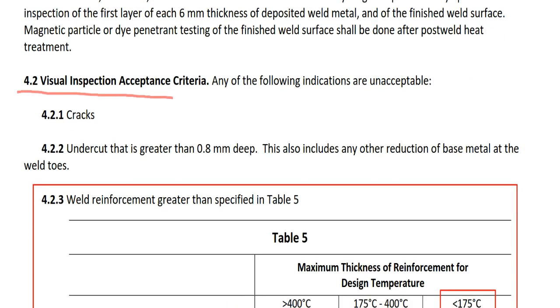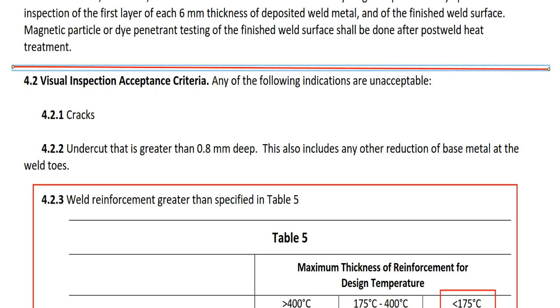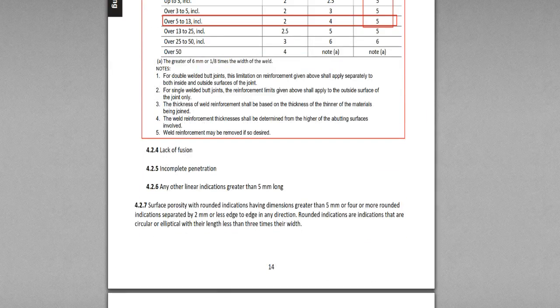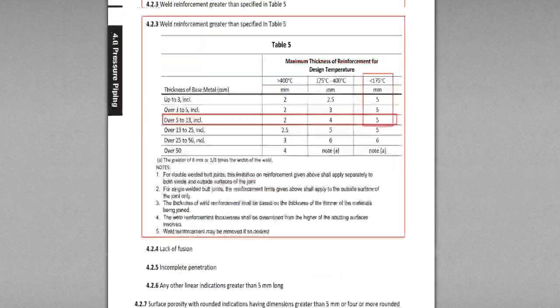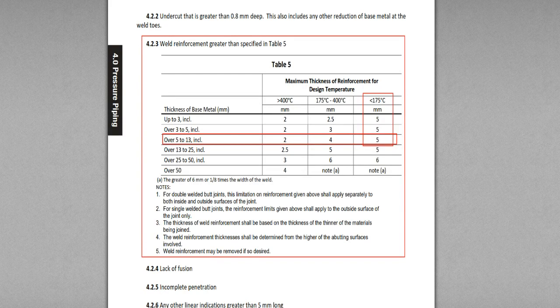4.2 Visual inspection acceptance criteria. I'm going to stop here today, and in the next lecture I will start from 4.2. And 4.2 is not long, very short, but I'm running out of time now, so I'm going to stop here.